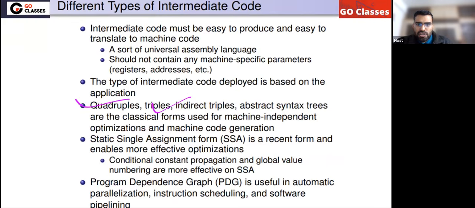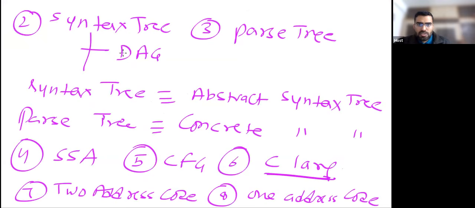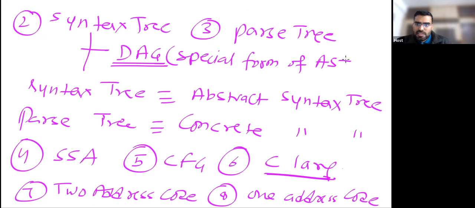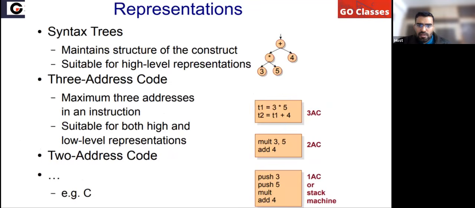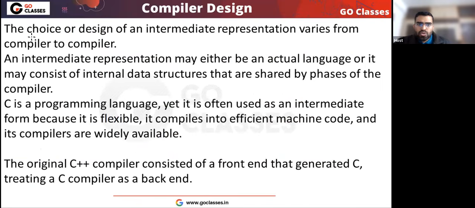We have already seen this, we have already written this. So this is the DAG. You can notice DAG, this is also intermediate code. So I can say this is a special type of syntax tree. Actually, this DAG is a special form of syntax tree, abstract syntax tree. So this is also intermediate code. So these are the intermediate codes that we have. Which intermediate code to choose depends on you. The choice, or design, of an intermediate representation varies from compiler to compiler. So this is the point.